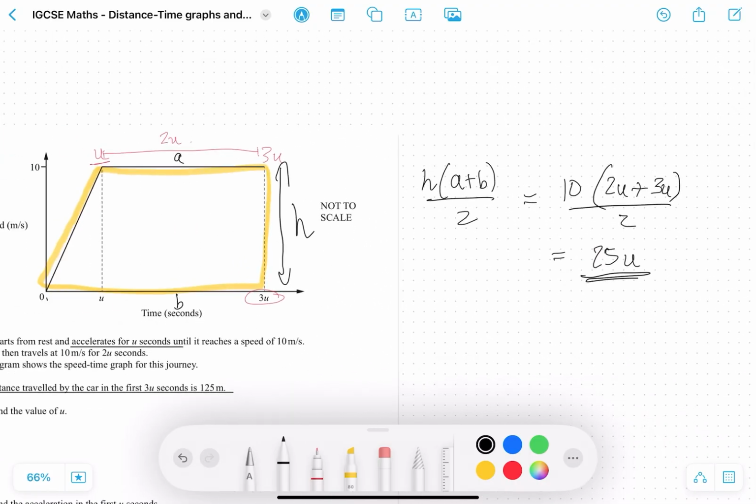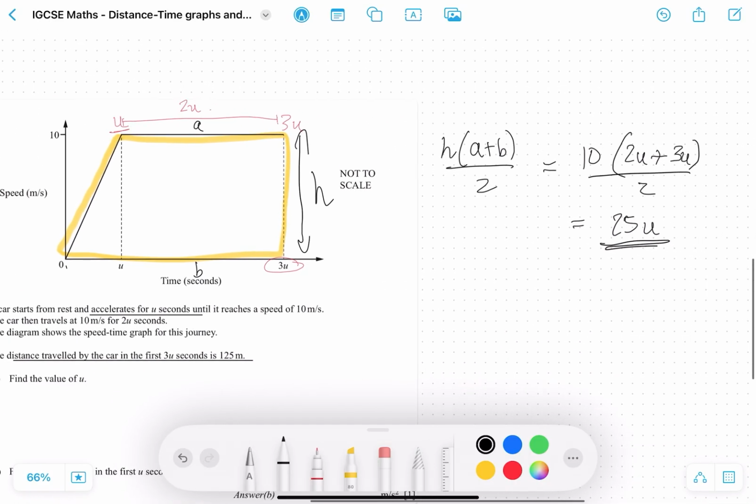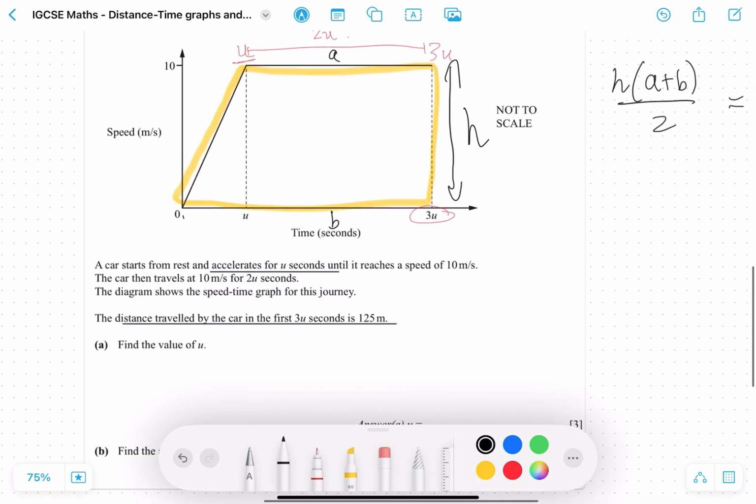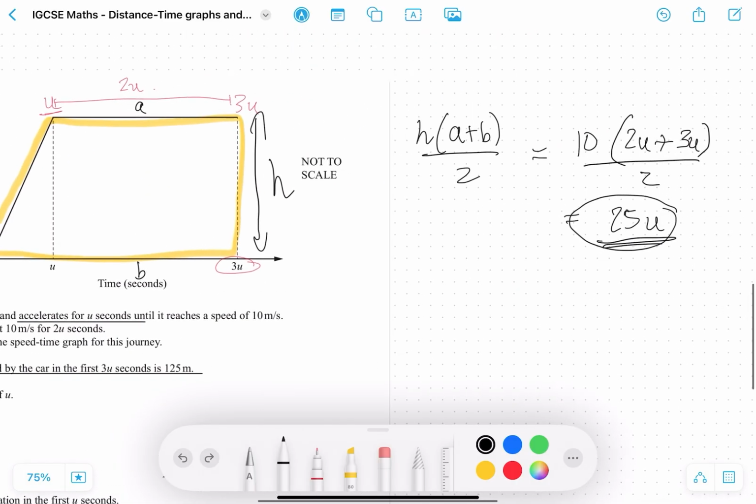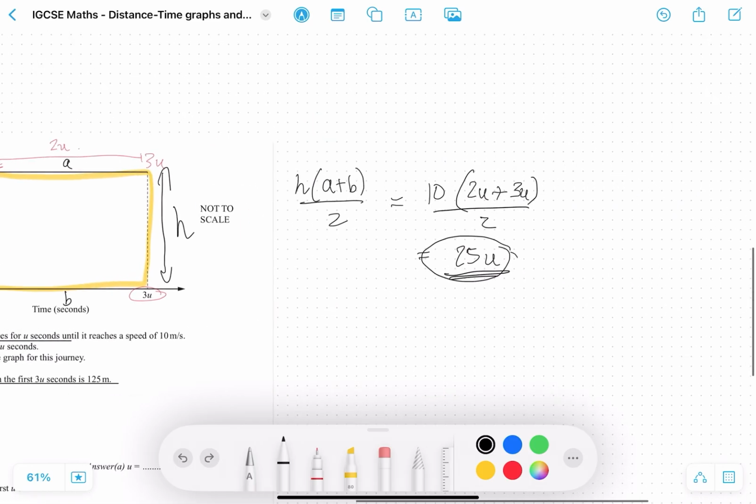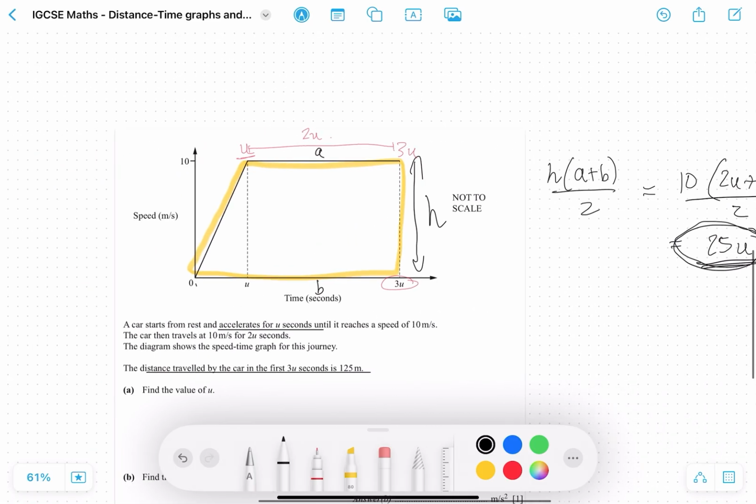So the area underneath this curve is 25u, but they've given us that the distance is 125 meters, and we know that the area under a speed time graph is equal to distance traveled. Just to be sure that this really is 25u, let's do it with the triangle method. First this triangle, and then the area of this rectangle.